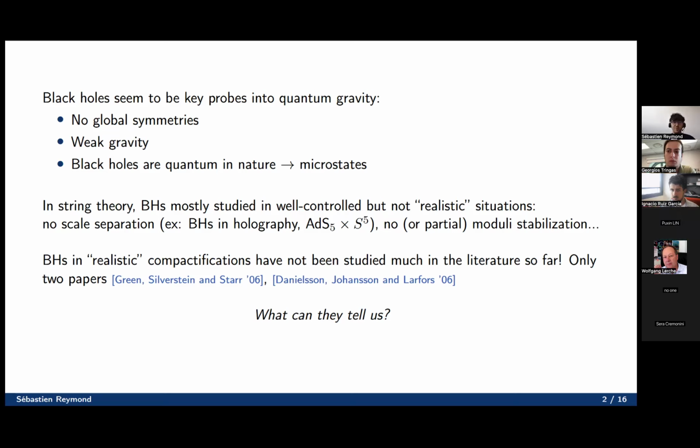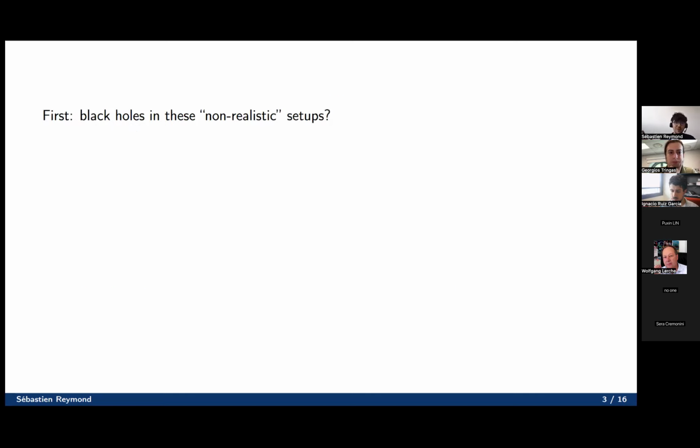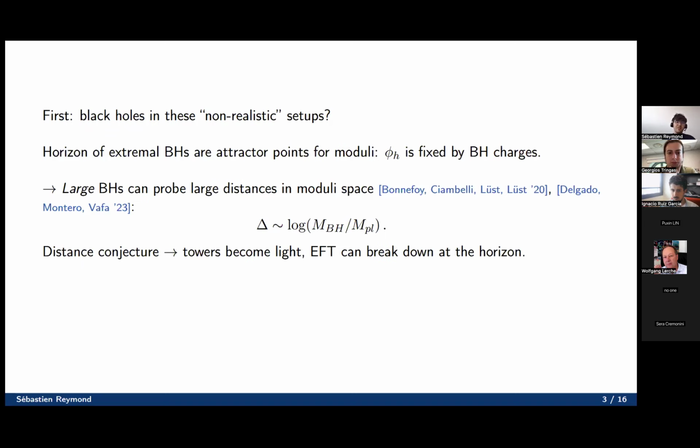So this is sort of a very big question to ask, but today I will go with a specific angle of attack at this question. So first, let me explain how this angle of attack works for black holes in the non-realistic setups that I mentioned before. So the idea that we're going to use is that the horizons of extremal black holes are attractor points for moduli. So if you have some modulus phi, its value at the horizon, phi_h, is fixed by the black hole charges independently of its value at infinity.